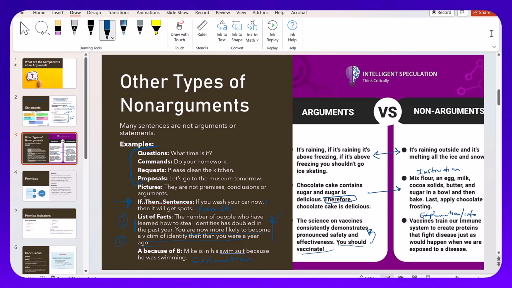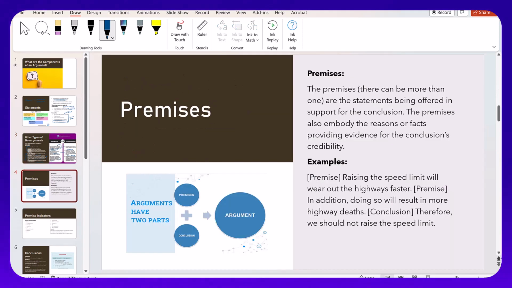versus having, if you look at each of these, right? It's raining. If it's raining, it's above freezing. If it's above freezing, you shouldn't go ice skating, right? So then you have the you shouldn't go ice skating because of that, versus it's just raining outside. So hopefully you see that connection between the argument or statements and other non-arguments that are not statements.